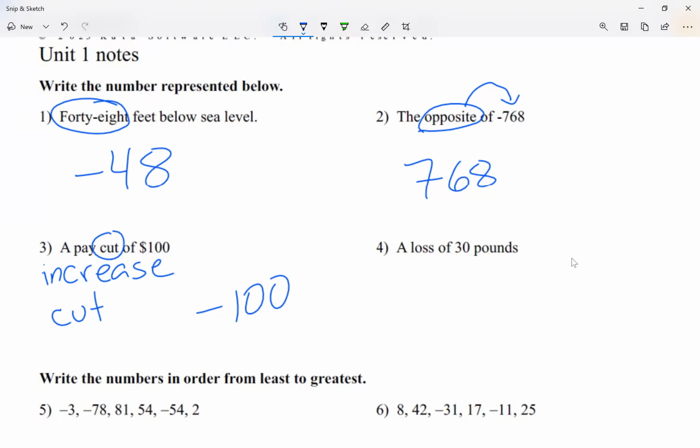And then when we talk about weight, we can either gain weight, or we weigh more, or we lose weight, which means we weigh less. Now here it says a loss, so we lost 30 pounds, a loss of 30 pounds. I'm going to represent this as -30. The way I would represent a positive 30 is if I gain weight. How much do you weigh? I gained 30 pounds, so I weigh 30 pounds more. I lost 30 pounds, so I weigh 30 pounds less.